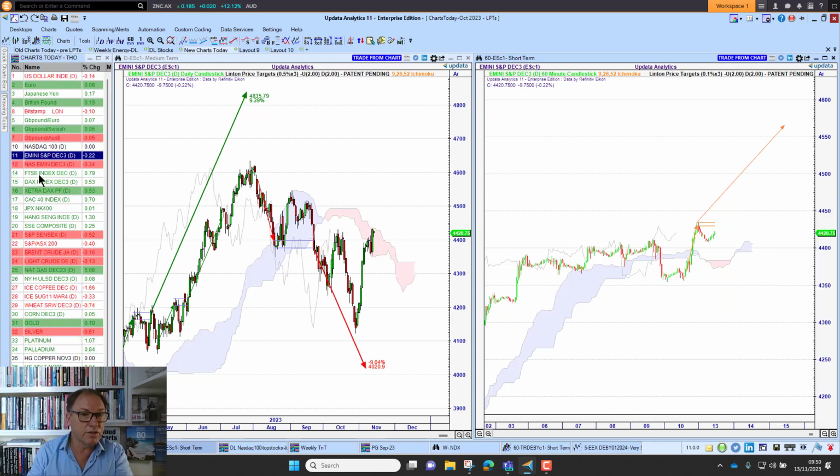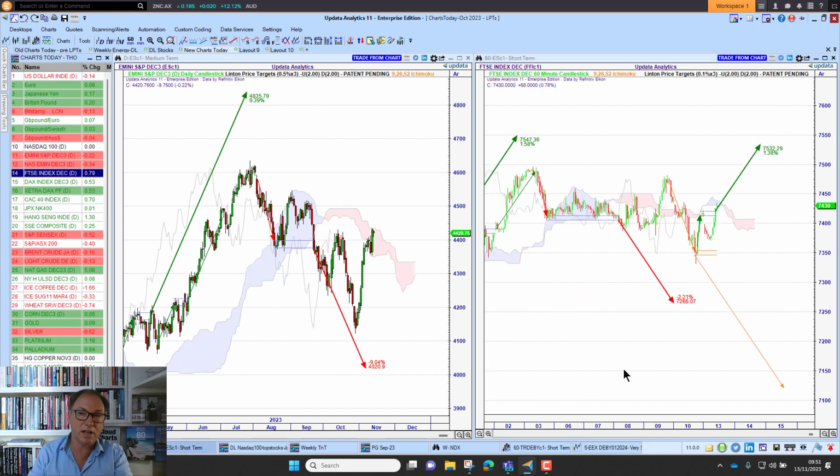So looking at the FTSE future this morning, we're up just under 1%.